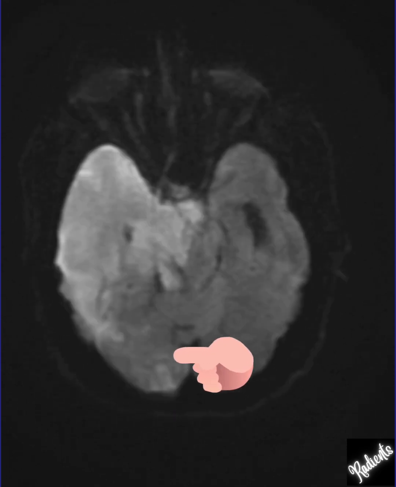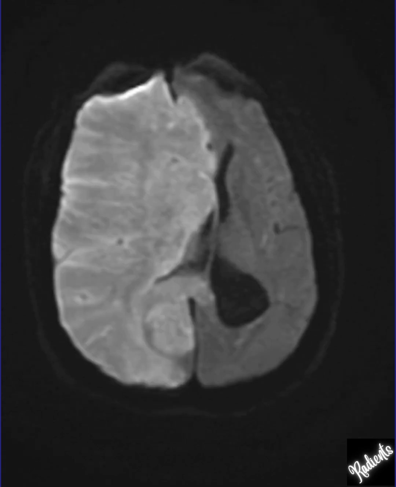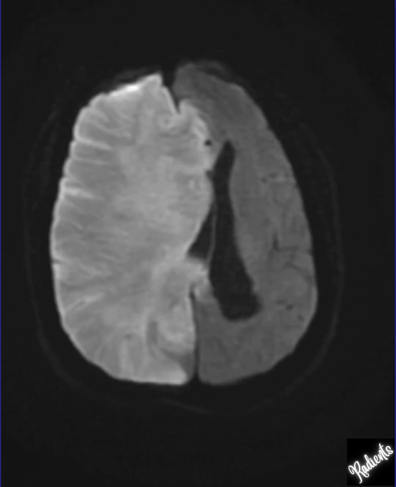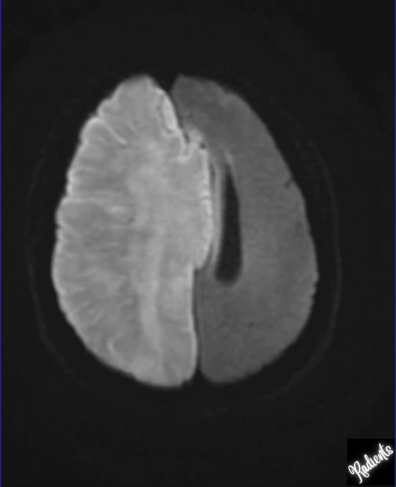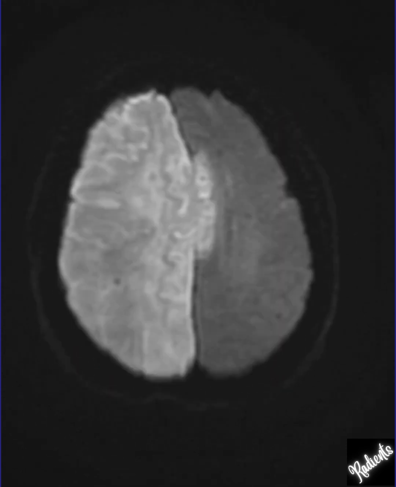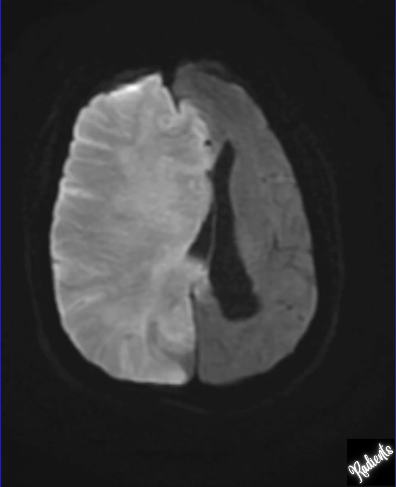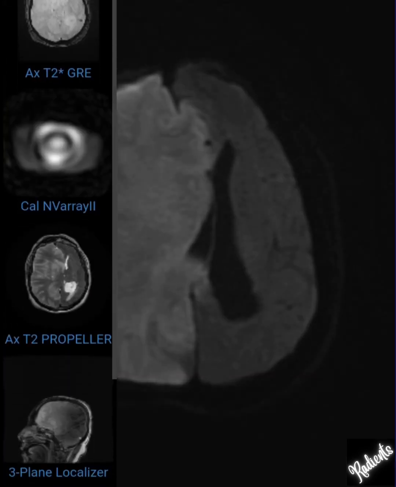So both the ACA and PCA territory as well as MCA territory, all three territories are involved, which means both anterior and posterior circulation is involved in this case. And along with that, there are other features which will be more clear on T2 weighted images.